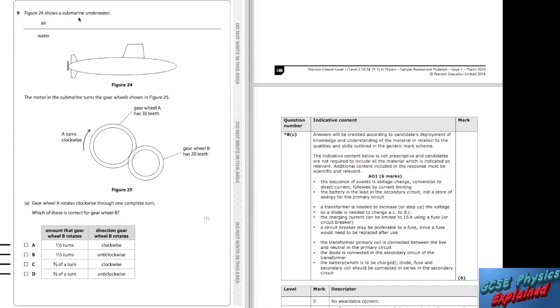Question 9. Figure 24 shows a submarine underwater. The motor in the submarine turns the gear wheels shown in figure 25. So gear A is turning clockwise and has 30 teeth, and gear B would be going anti-clockwise. It's got 20 teeth. Gear wheel A rotates clockwise through one complete turn. Which of these is correct for gear wheel B?